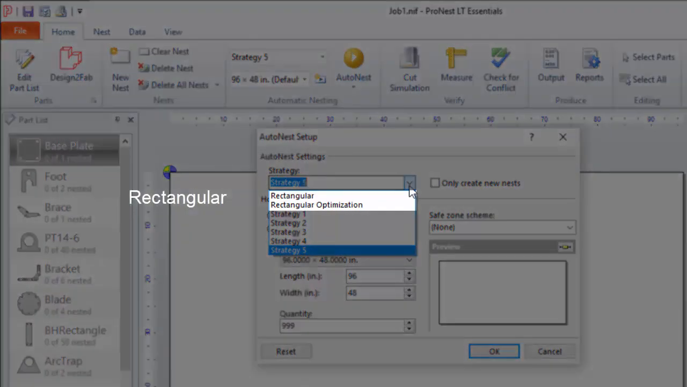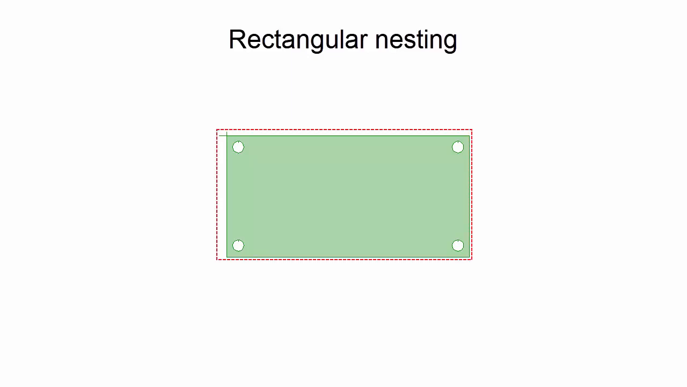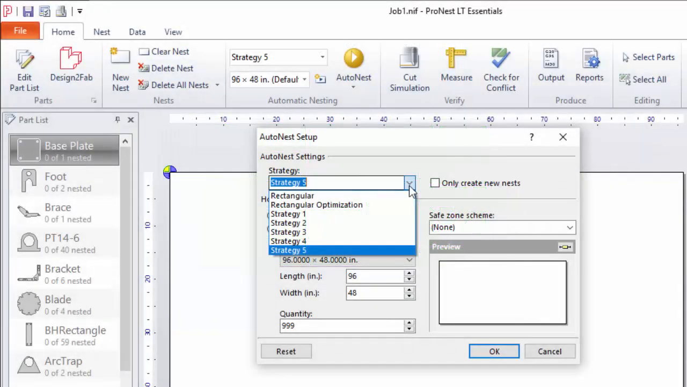First, let's take a look at the two rectangular options. So rectangular and rectangular optimization. With these, ProNest draws a rectangular box around the parts. And then it nests those rectangles. So this is a good, fast option for rectangular shaped parts. However, it may not work well for parts with different shapes and contours.